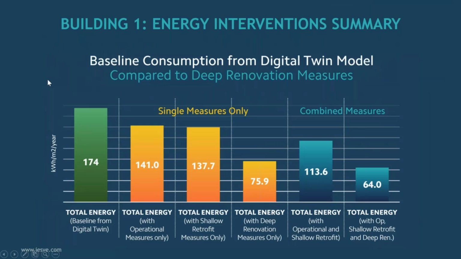If we have a look at a summary of what I just talked you through, the green one here was the baseline energy consumption from the model. The single measures, so the operational ones, the shallow retrofit measures, or the deep renovation measures, will bring us to these three values. As we expected, there is quite a good saving with operational, better saving with shallow, and huge saving with the deep renovation. The combined measure will be 113 kWh per square meter if combining operational plus shallow retrofit, or combining all of them together, so all operational, shallow, and deep renovation measures, we will go down to 64 kWh per square meter per year, which is a very good value for a traditional building.